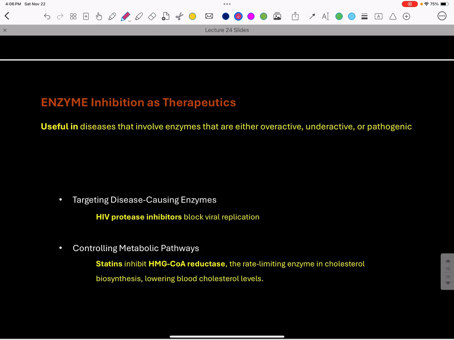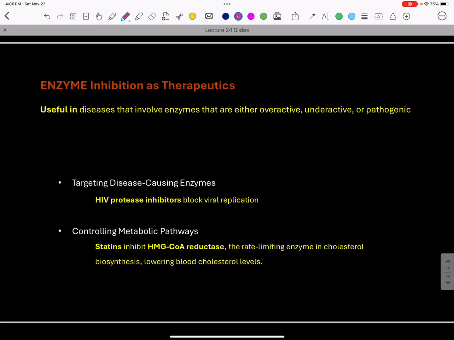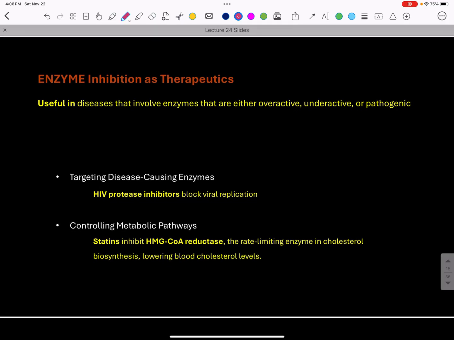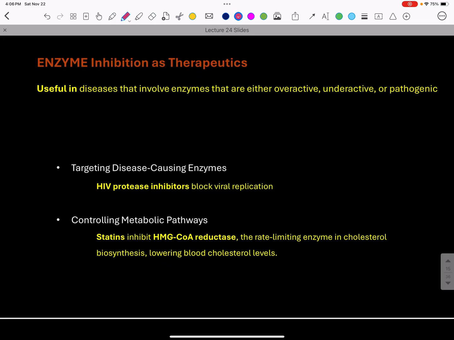In current clinical development, many of the compounds that are being synthesized or evaluated target one enzyme or the other in the body. Some of the examples here, for example, HIV protease. HIV protease is a very important target to design small molecules that can inhibit or block viral replication.